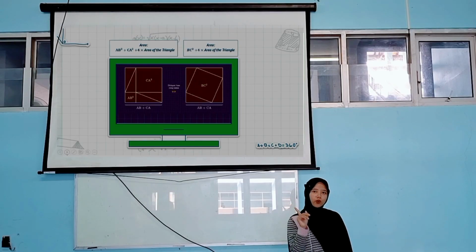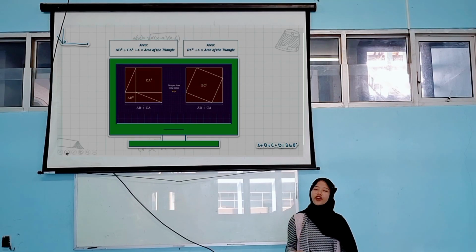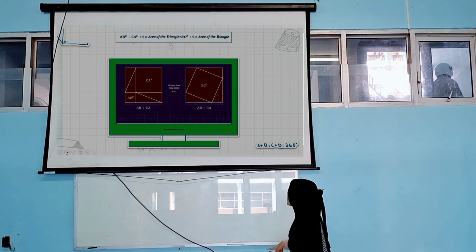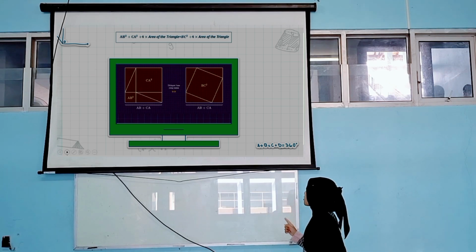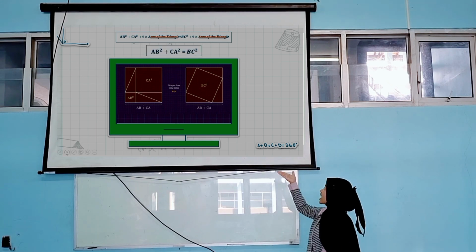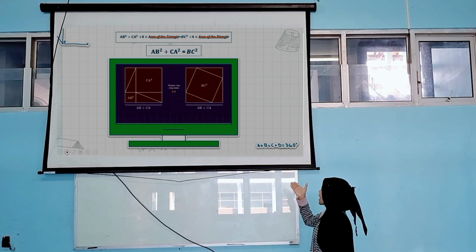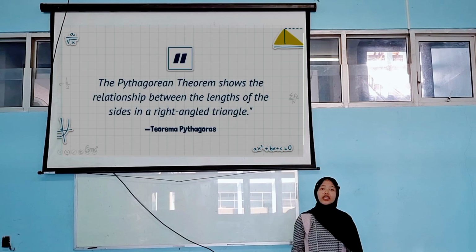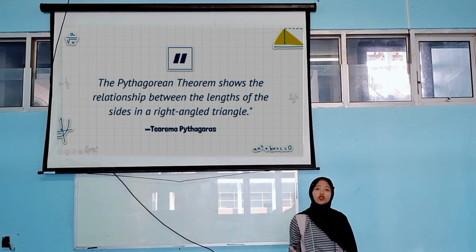There's another way to understand this theorem. For example, we can use the area of squares on each side of the triangle. AB squared plus CA squared plus 4 times the area of the triangle equals BC squared plus 4 times the area of the triangle. Cancel the triangle areas. And yes, AB squared plus CA squared equals BC squared. So, we prove it again. That's the heart of the Pythagorean theorem. Isn't it cool how geometry helps us see it clearly?